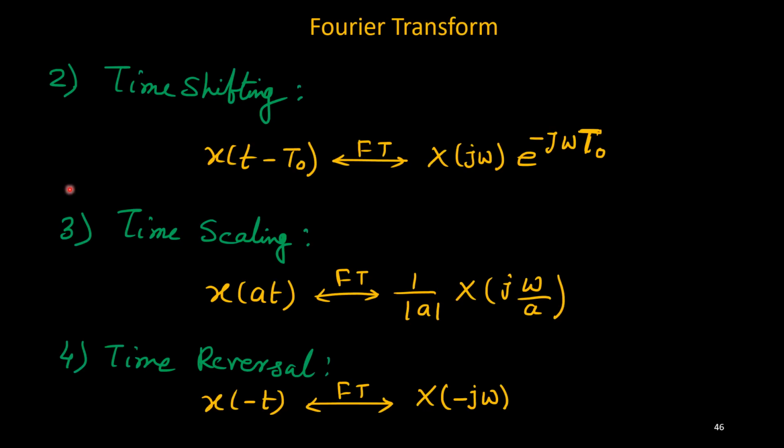Now we'll consider the third property, that is the time scaling property. So x of at, its Fourier transform is 1 upon mod a capital X of j omega upon a. Okay, so depending on a, you will get one compression or expansion of the signals. If a is more than 1, the signal is compressed, and if a is less than 1, then the signal is expanded.